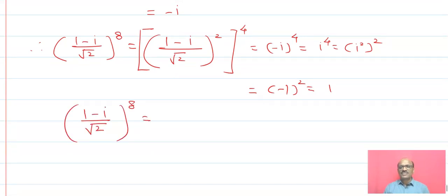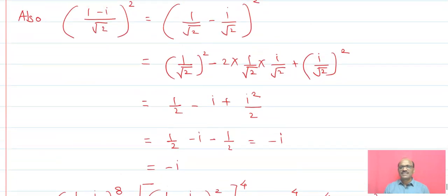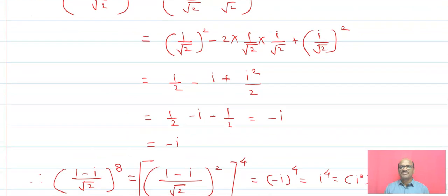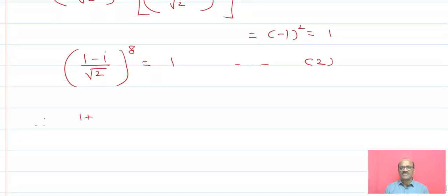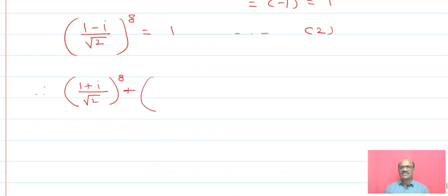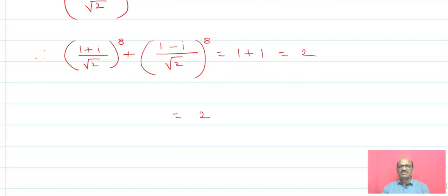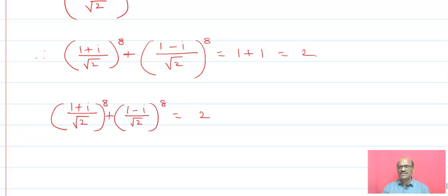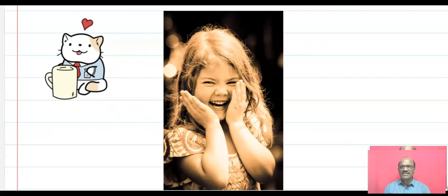And there is a small correction in the textbook: there is a plus sign between the two terms and not a minus sign. Therefore, ((1+i)/√2) raised to 8 plus ((1−i)/√2) raised to 8 is equal to 1 plus 1, equal to 2. Sometimes there is a problem when the examples given in the textbook are wrongly printed. Therefore, the answer is equal to 2. It is proved, and in this way we have completed up to question number 11.